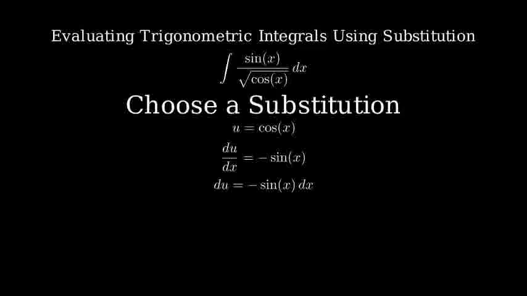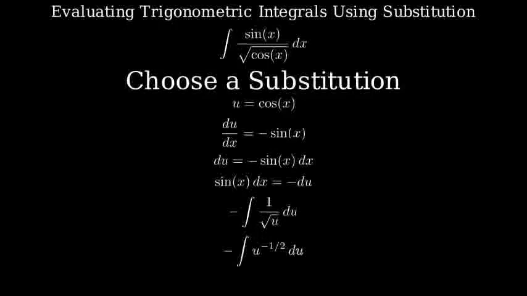We notice here, if we multiply by -1, it can give us sine of x dx. Rearranging, we have sine of x dx equals negative du. Let's replace our integral. We place the u in place of cosine of x, and sine of x dx is replaced by negative du. The integral becomes negative integral of 1 over square root of u du. We've simplified the integral to be in terms of u, which is much easier to deal with.